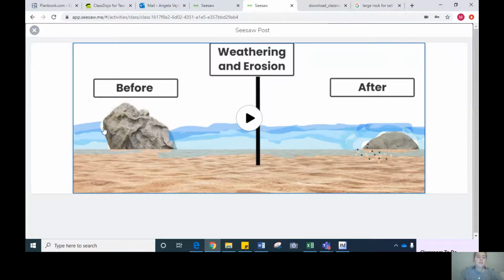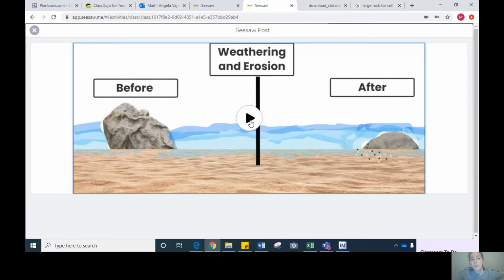So I started off with this big rock, and over time, when the waves came crashing down and hitting my boulder, it now looks like this. It's smaller and it's smoother. That's the weathering. And then erosion is those little pieces that fell off my rock are now being carried away by the waves, and that is erosion. So this was my example of weathering and erosion.